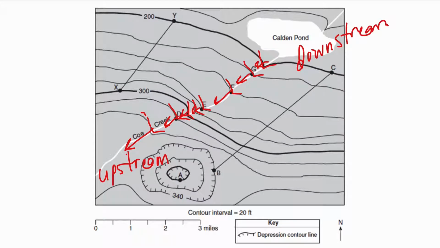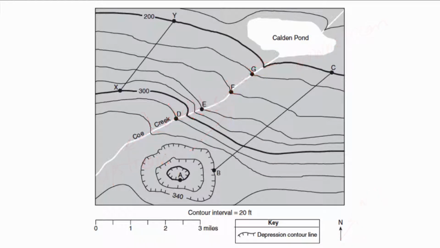So what direction is this river flowing? It's flowing in this direction. If I needed to give it an actual compass direction, it's flowing this way. That would be northeast. So this is a foolproof way. This always works. Always works.